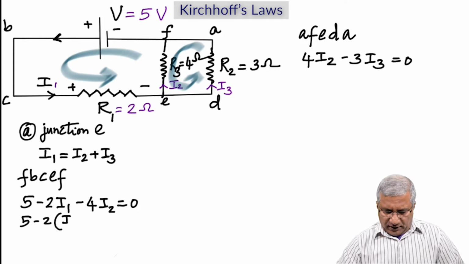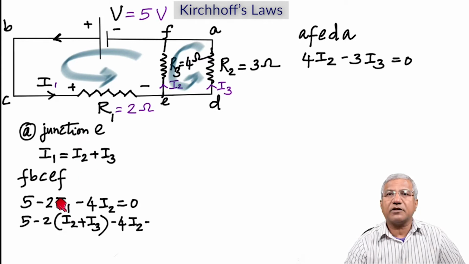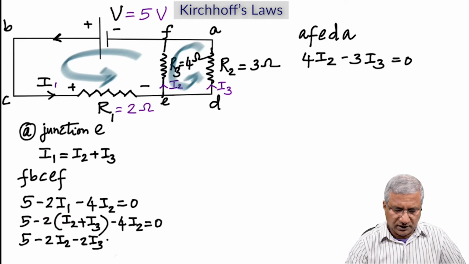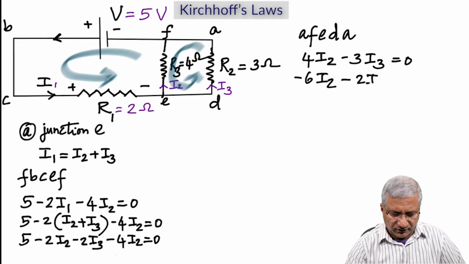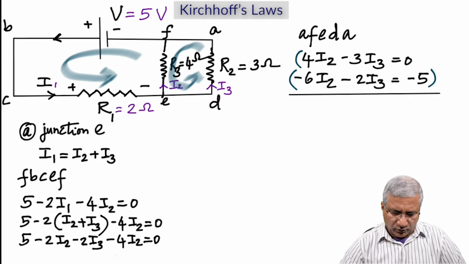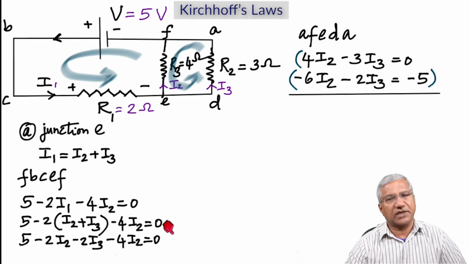Okay. Now I can substitute for I1 as I2 plus I3. Remember, I1 is I2 plus I3. That's what I substituted here instead of I1. Then distribute this and collect the I2 terms. You will get negative 2 I2 and negative 4 I2, which will be negative 6 I2. There it is, negative 6 I2, and then you have negative 2 I3 is equal to negative 5. Hold on, why do you get negative 5? Because when you take this 5 to the other side, it becomes negative 5.